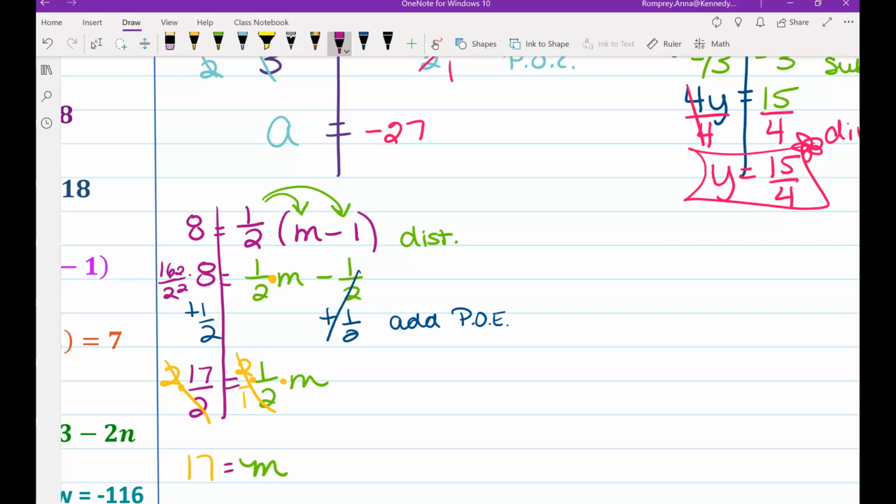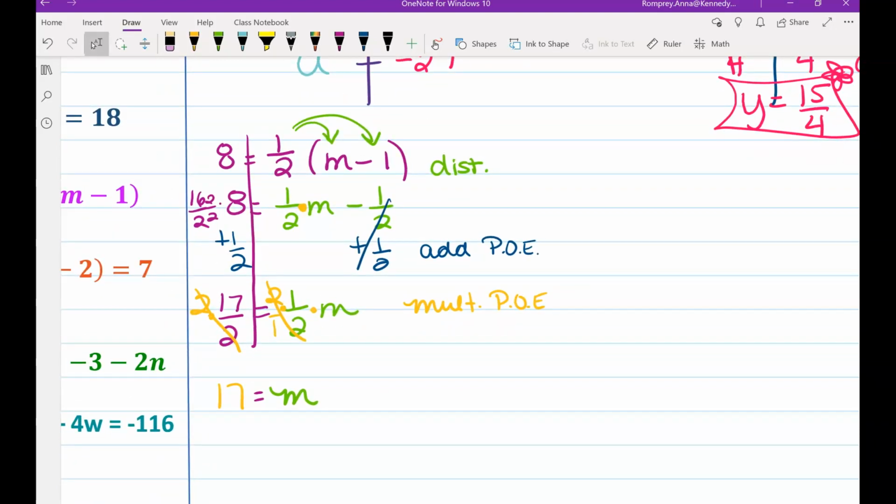And don't forget to list your property. We multiplied each side by 2, so we use the multiplication property of equality. It would be correct if you said division property of equality, because we could have divided by 1/2, which essentially does the same thing as multiplying by the reciprocal. So both of those would be appropriate answers. So m equals 17.